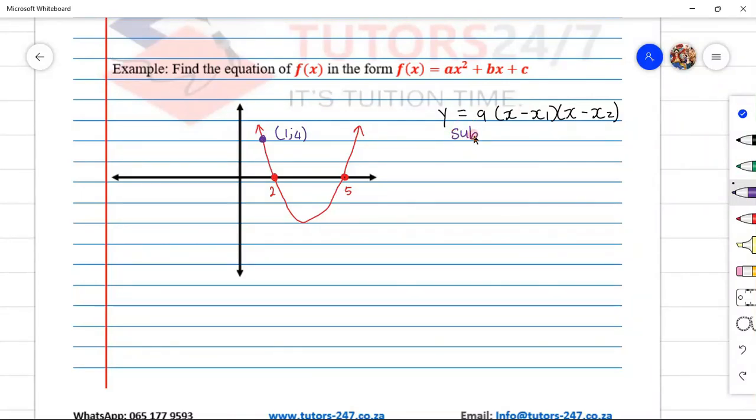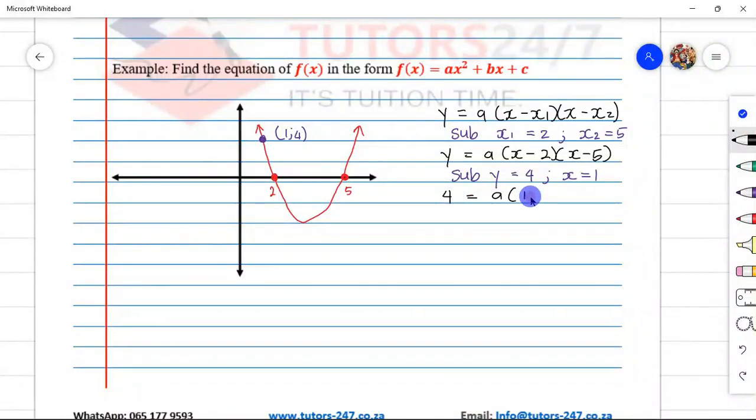So our first step is to sub x1 equals 2 and x2 equals 5. So we sub those two x-intercepts in. Now next we are going to substitute our random coordinate, which is y equals 4 and x equals 1. So our y value is 4 and our x value is 1.